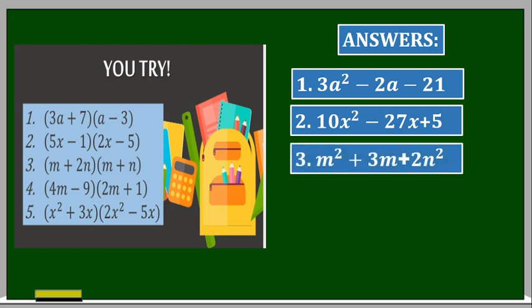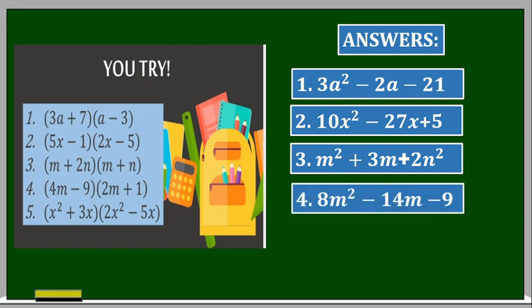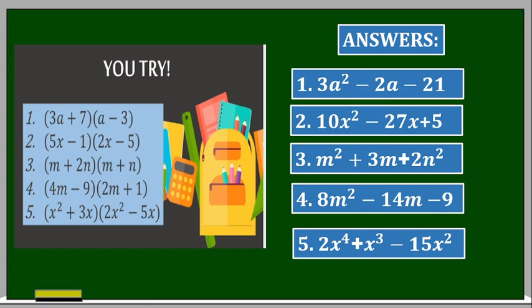Yun. So, ganun lang kadali yung pag-compute natin ng multiplying binomial and binomial using the FOIL method. Yan yung hint in order to multiply at once. And for number 4, the same procedure. Palabasin ninyo yung 8m squared minus 14m minus 9. And for number 5, we have 2x to the 4th power plus x cubed minus 15x squared using the FOIL method.